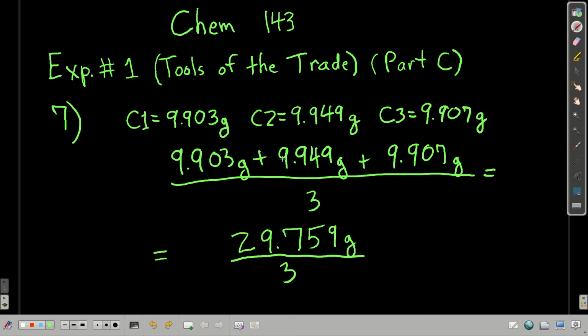Remember, the rule is that when you're adding numbers, you care about where the last sig fig is. In all three of these numbers on top, the last sig fig is 3 places to the right of the decimal, which means the number that we get to keep 3 places to the right of the decimal. Now, okay, so 29.759 is 3 places past the decimal, just like these guys up here.